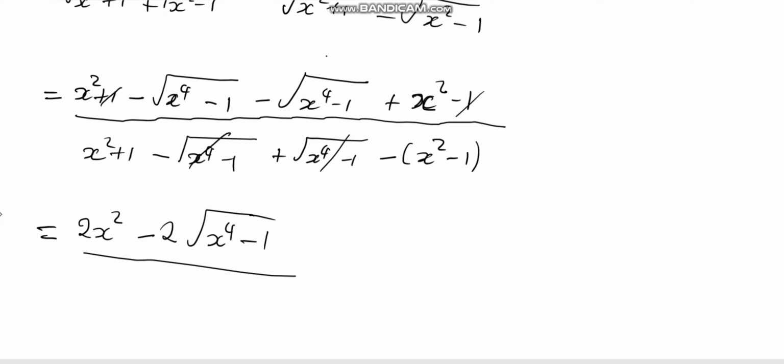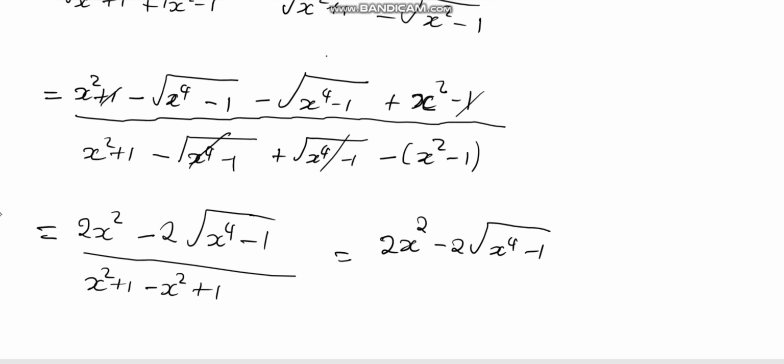so we're going to be left with x squared plus 1 minus x squared plus 1 like this here. So this will give us 2x to the power 2 minus 2 the root of x to the power 4 minus 1 divided by 2 here, because this term and that term are going to cancel out here.